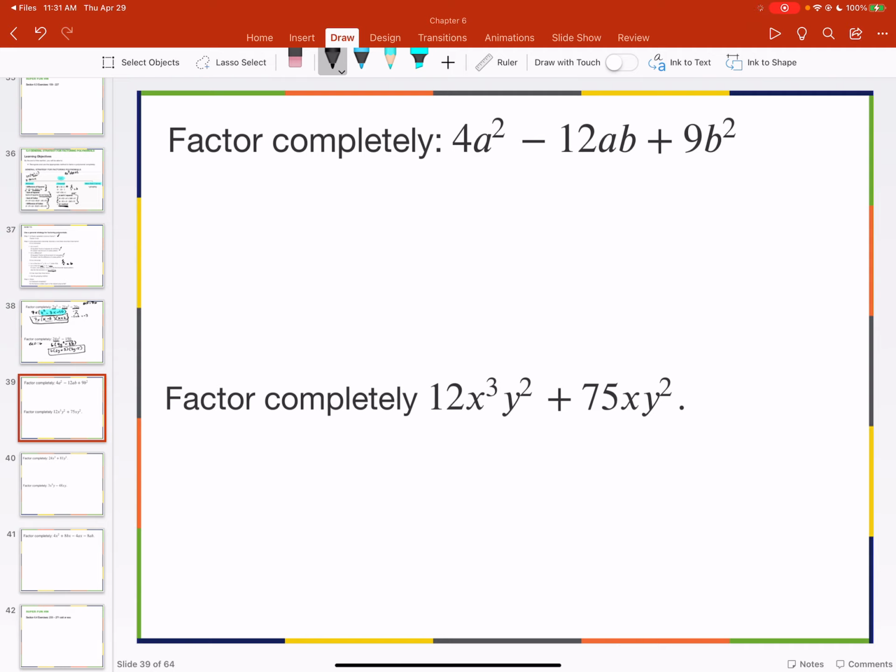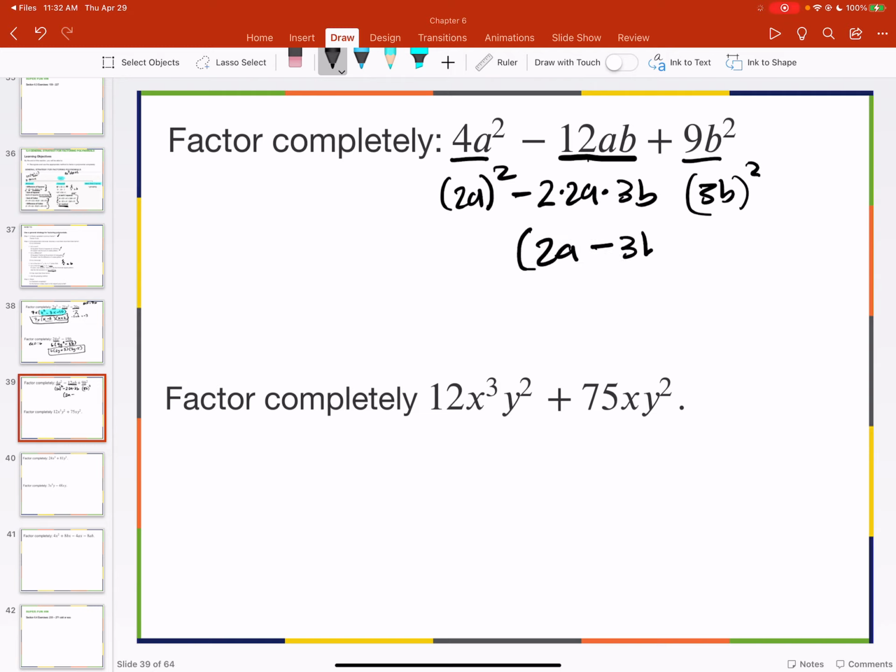We have here 4a squared minus 12ab plus 9b squared. This is a perfect square trinomial, because this is 2a squared, this is 3b squared, this is minus, and 2 times 2a times 3b gives me 12ab, so it fits. So I can factor this into (2a minus 3b) squared, because we recognized it was a perfect square trinomial.